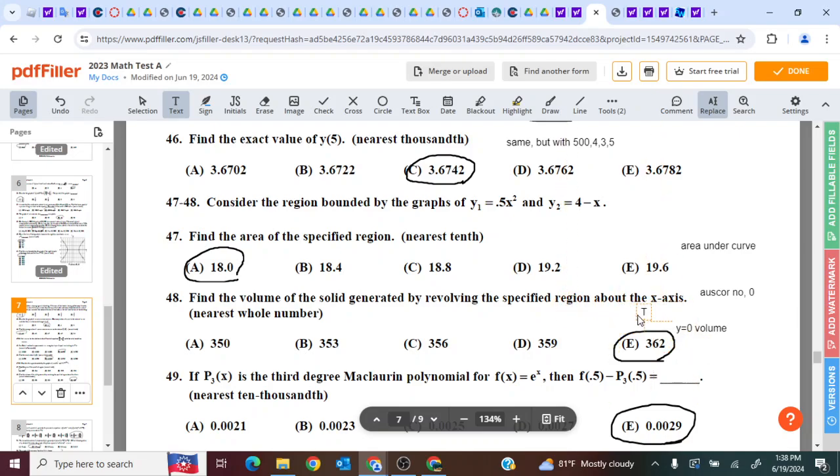The x-axis is the same thing as the equation y is equal to 0. Don't do x equals 0. That is not correct.